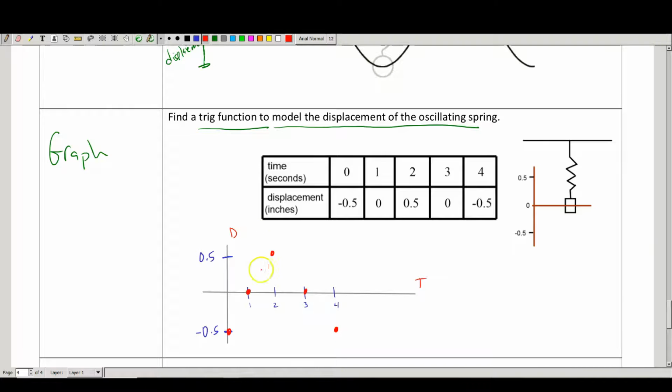Okay? So this looks like a sine or cosine wave, right? And we can sort of graph that out. And this pattern is going to repeat over and over and over again. Okay? So we want to graph it first, and then we're going to model this with an equation.